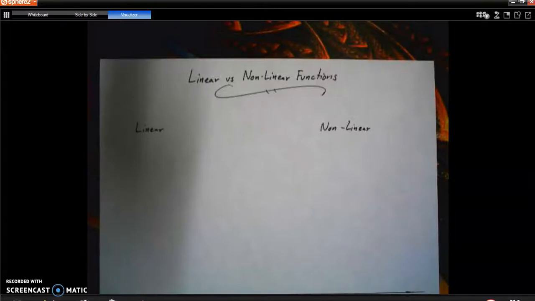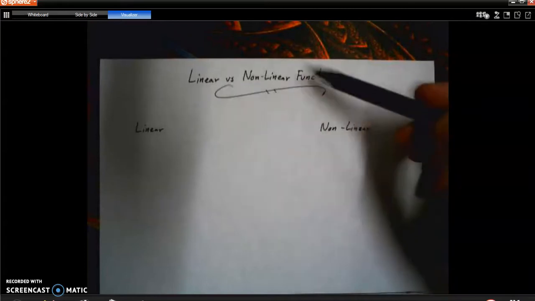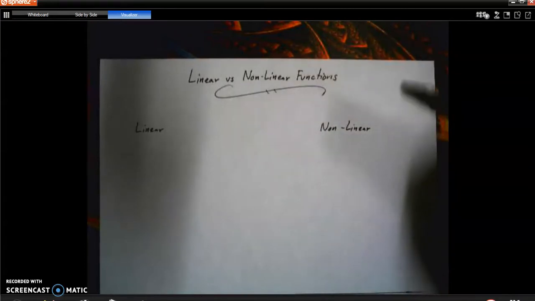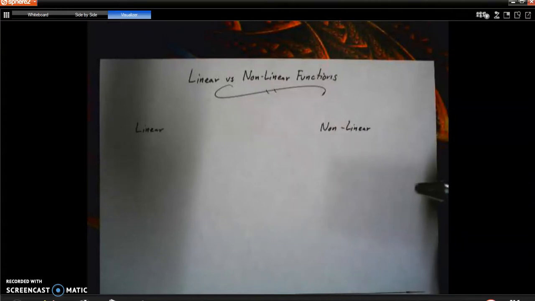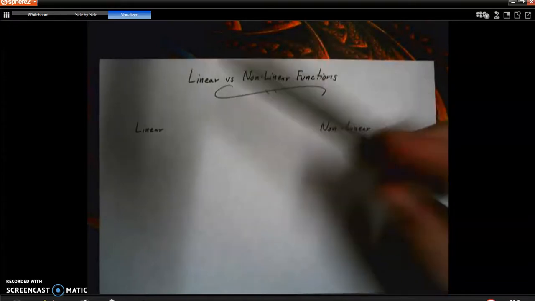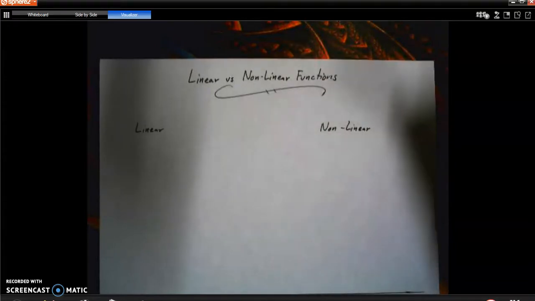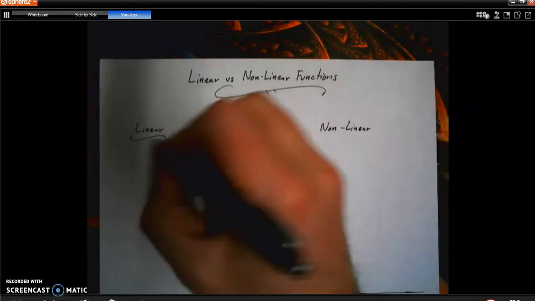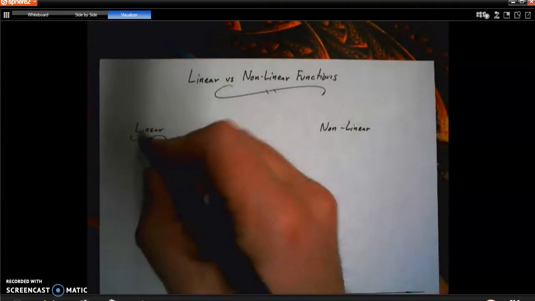Hey guys, so today we're going to learn the difference between a linear function and a non-linear function. We've been working with functions, which are rules that explain how numbers are connected, or the relationship between them, but now we're going to look at relationships that are linear. Now, before we do that, we need to understand what linear means. And linear means a line.